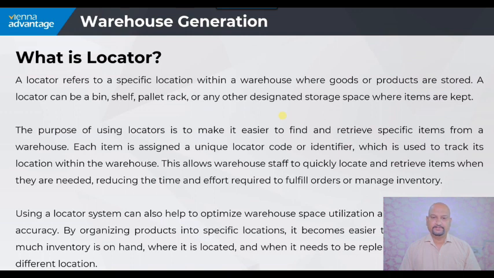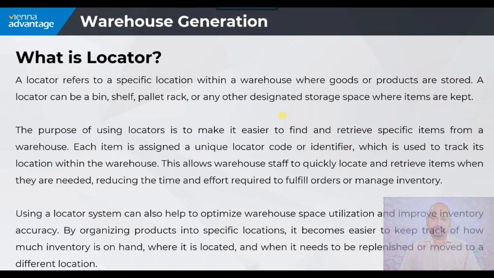A locator can be a bin, shelf, pallet rack, or any other designated storage space where items are kept. The purpose of using a locator is to make it easier to find and retrieve specific items from a warehouse. Each item is assigned a unique locator code or identifier, which is used to track its location within the warehouse. This allows warehouse staff to quickly locate and retrieve items when they are needed, reducing the time and effort required to fulfill orders or manage inventory.